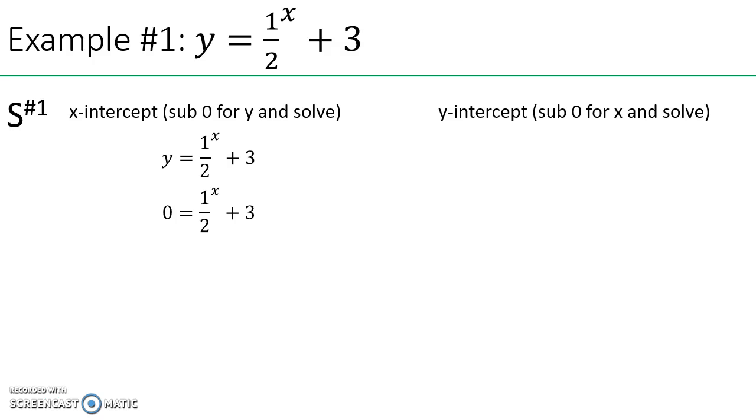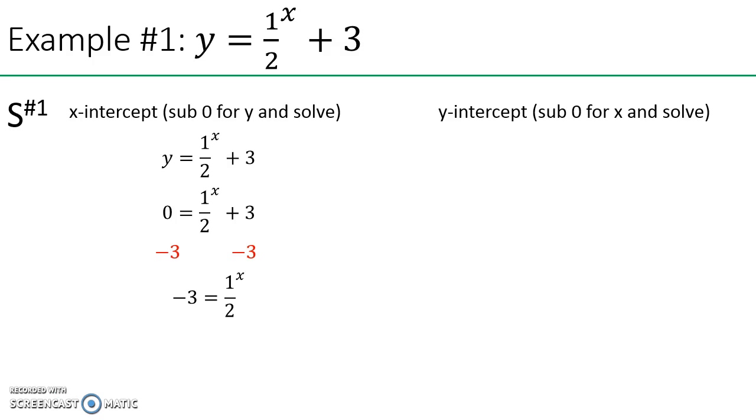Now that I have 0 equals 1/2 to the x plus 3, we're going to solve this. The next step is to subtract 3 from both sides, because we have to isolate the base. Remember, everything builds upon itself. When you're solving exponential equations, you have to isolate the base by itself. In this particular problem, we subtract 3 from both sides to get that isolated 1/2 to the x by itself. So when we subtract 3 from both sides, now we're looking at -3 equals 1/2 to the x.